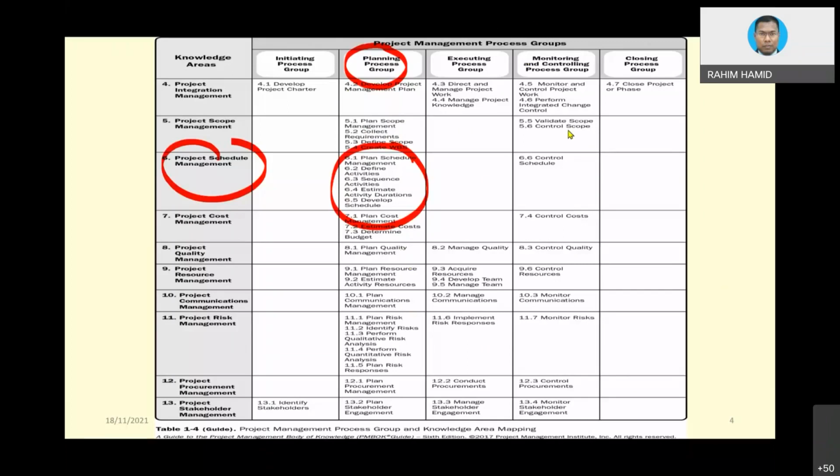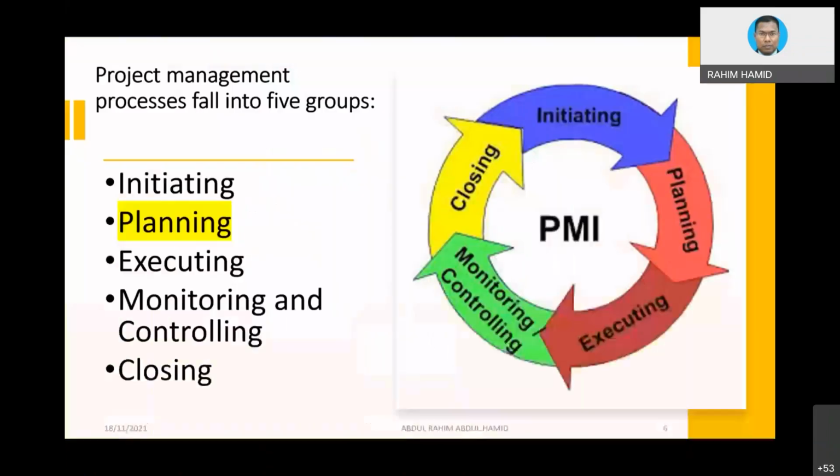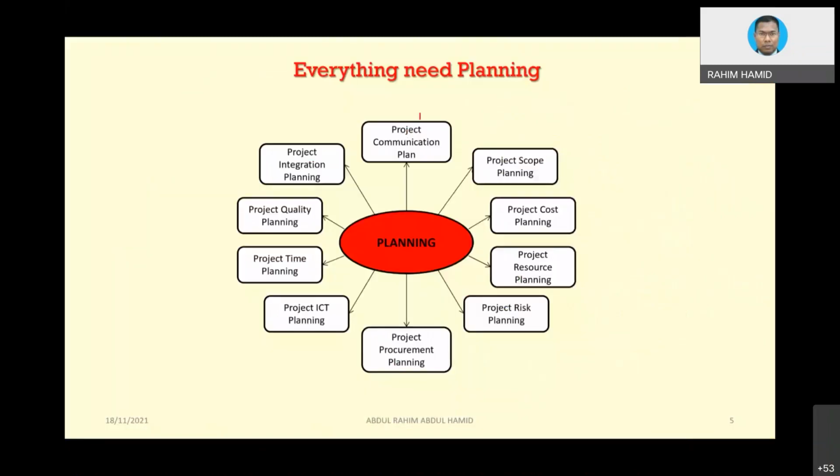All right, so next would be an example of planning. In everything, project communication, there is a plan. Scope planning is also there. Cost planning is also there. Resource planning is also there.